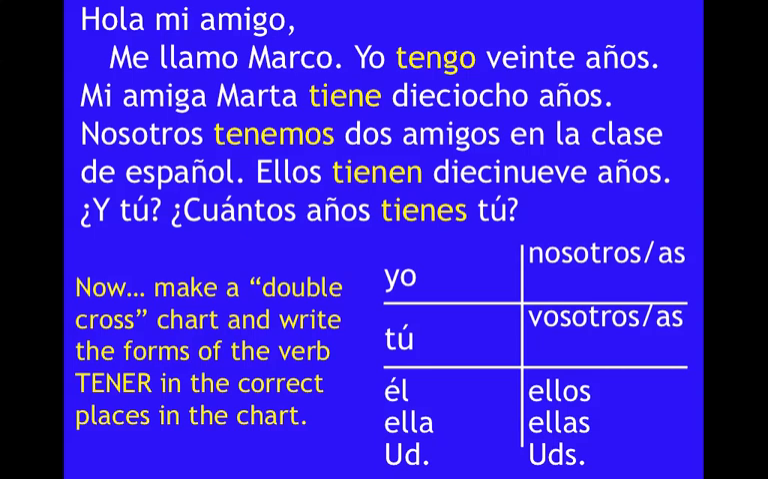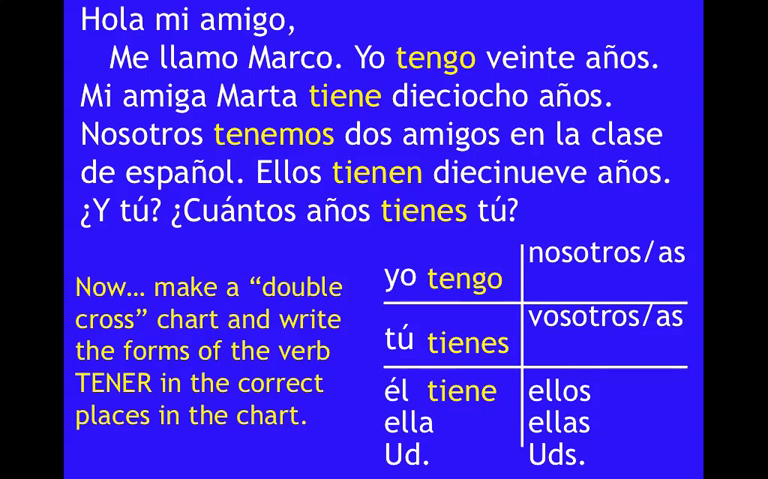Which form of the verb tener goes with yo? ¿Cómo se dice I have en español? Yo tengo. ¿Cómo se dice you have? Singular, informal. Tú tienes. ¿Cómo se dice he has, she has, or you formal? Él, ella, usted tiene. So the singular forms, tengo, tienes, tiene.